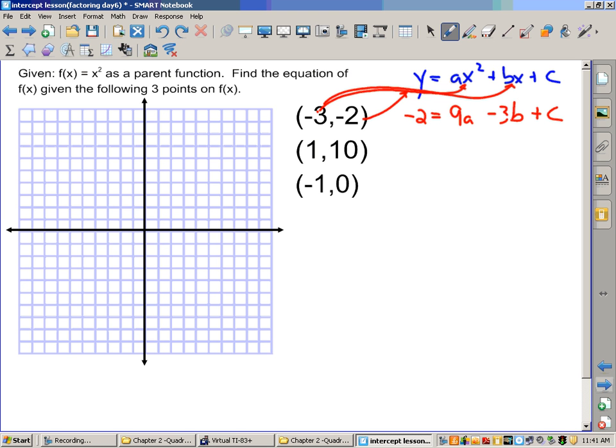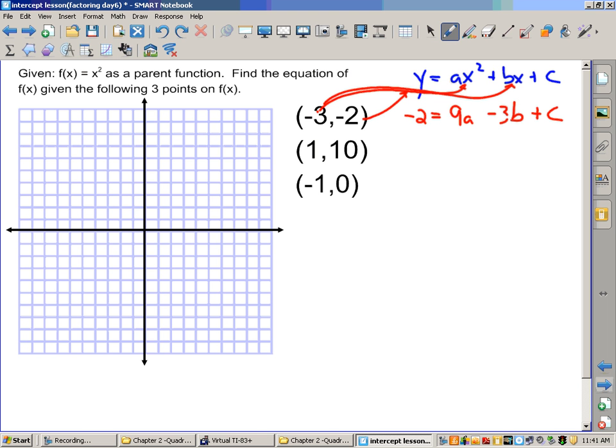Is that what you guys got for the first equation that I had there in red? Let's use that first one. The 9: I took negative 3 squared. Negative 3 squared is positive 9. I didn't write this out, I just kind of did this in my head. You guys all good with my mental work? I very rarely do that.